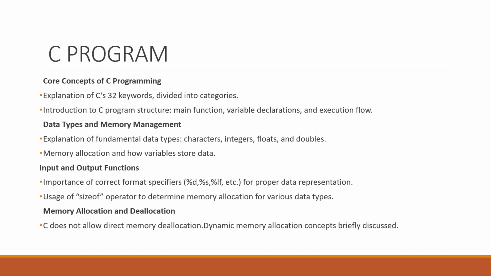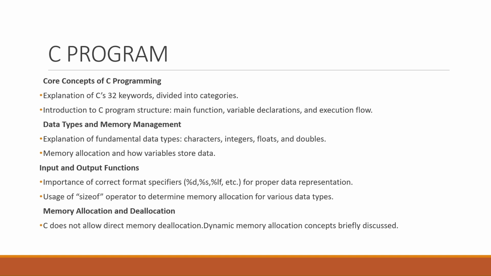Data types in C are character, integer, float, double. Input and output function formats are %d, %s, %f, %lf, etc. %d is used for integer, %s is for string, %f for float, %lf for long float, and there are many other declarations available. The sizeof function gives memory allocation in various data types. Memory allocation and deallocation.